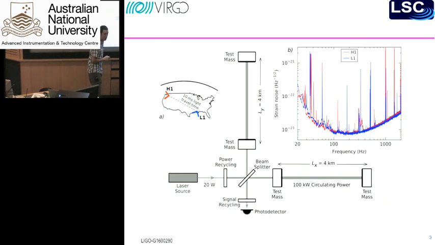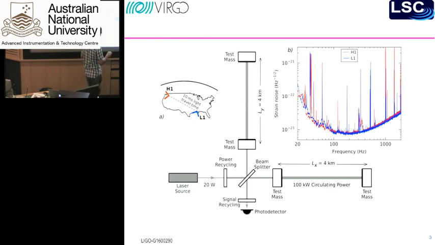Where does that occur? Where does what occur? The bouncing. Oh, so this is a partially reflecting mirror here, and this is a highly reflecting mirror. So photons enter, and then effectively they're stored for a time in the cavity before coming out. And during that time, they build up the gravitational wave signal.